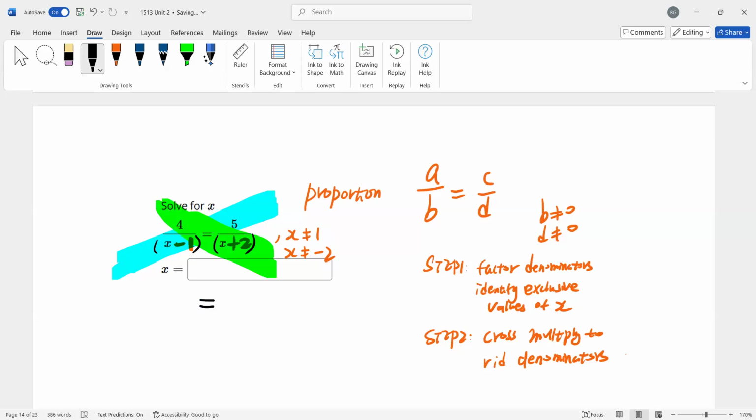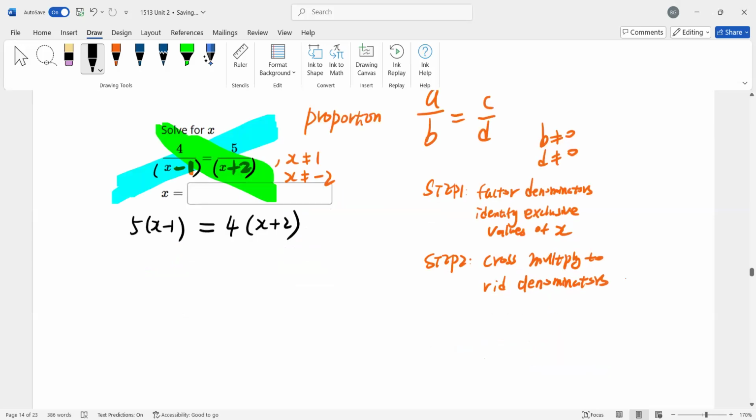So I'm gonna do the blue first: 5 times x minus 1. And then on the right side, I'm doing the green: 4 times x plus 2. And no denominators. It is special. So when we have something special, we should treat it specially as well. Yes, this is a rational equation. You totally could apply the procedure I just gave you, but it is a proportion as well. Since it's a proportion, we can use cross multiply. Just like that, you don't have to worry about LCM or whatever, right? Just cross multiply.